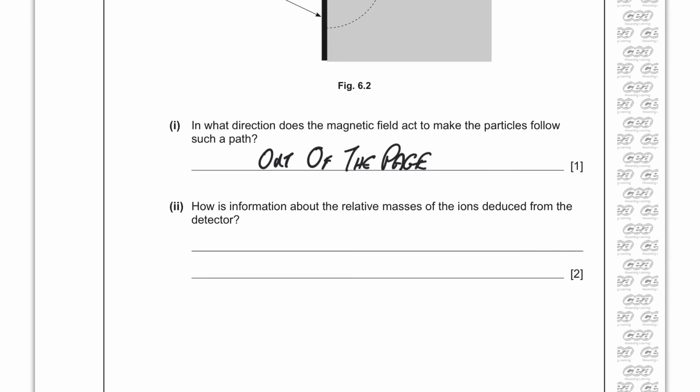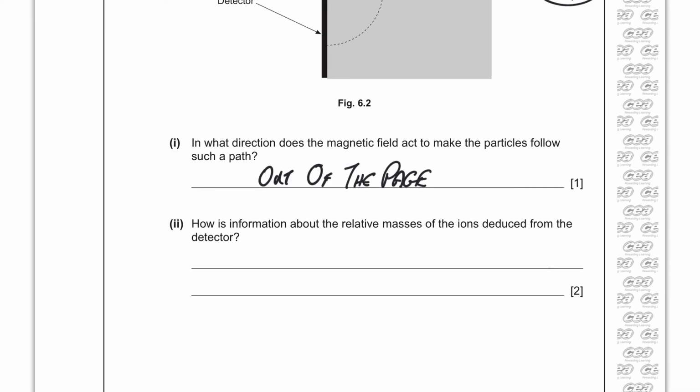Part 2. How is information about the relative masses of the ions deduced from the detector? This is related to the idea that the radius of curvature in a magnetic field is a property of the momentum of the particle. So the radius of a particle moving in a magnetic field is proportional to momentum, and that means the radius here will be proportional to mass, since v is constant. And that means that larger masses will hit the detector further down.